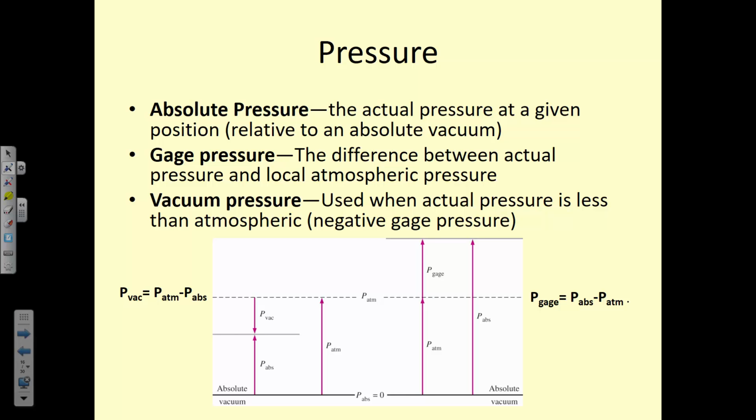tire. And then vacuum pressure is the same, but instead of being pressure that's above atmospheric, it's subatmospheric. And so instead of saying it's a negative pressure with the gauge, we call it a positive vacuum pressure. So vacuum pressure is just a negative gauge pressure, if that makes sense, meaning the pressure is below atmospheric pressure.